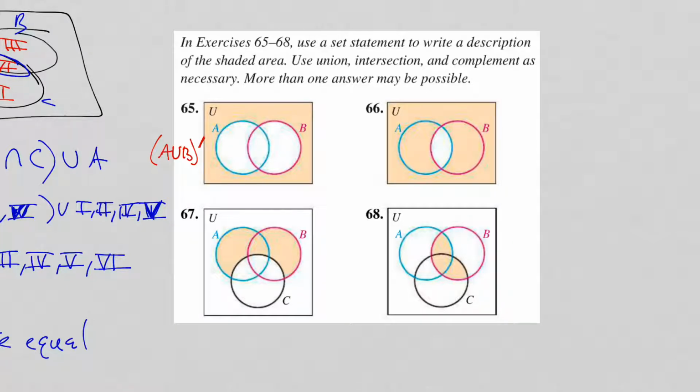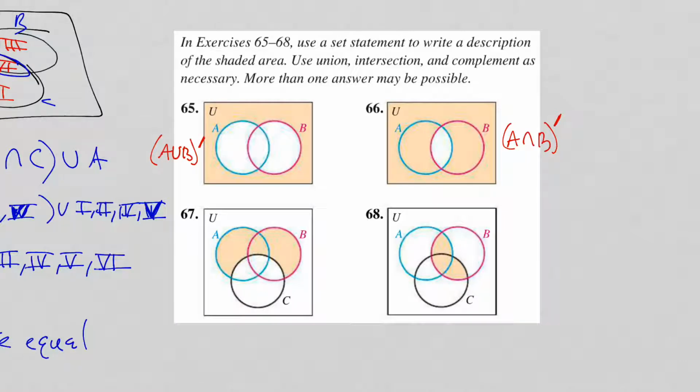66. Everything is shaded but the center. Okay, everything is shaded but the center. All right. So why don't we write down the center? That's the center. A intersection B, and then let's just go ahead and put the marking that determines everything outside that, which is again parentheses and complement. Okay.